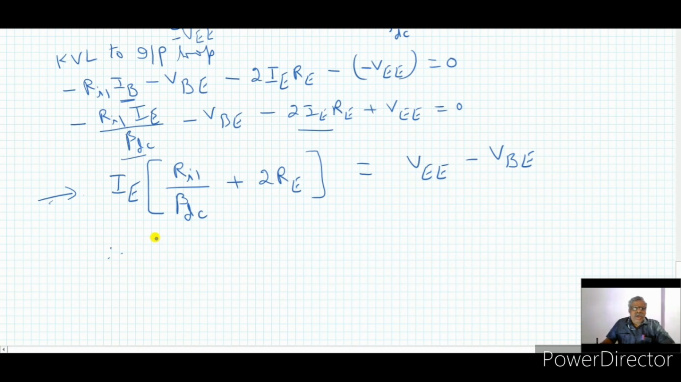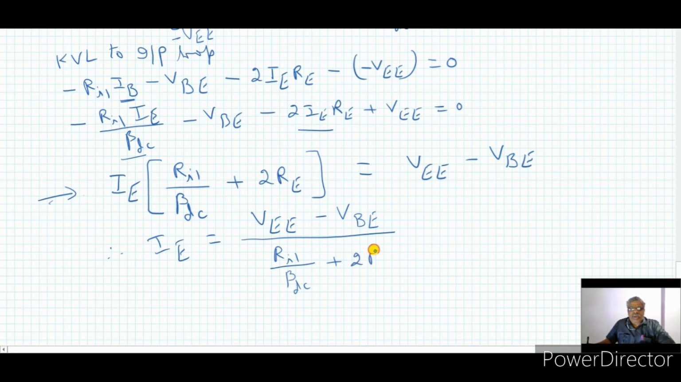So from this, IE is equal to VEE minus VBE divided by RI1 by beta DC plus 2 RE. This is the expression for IE.